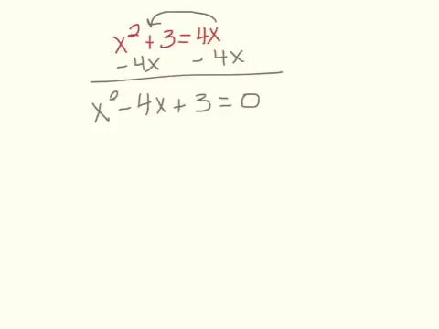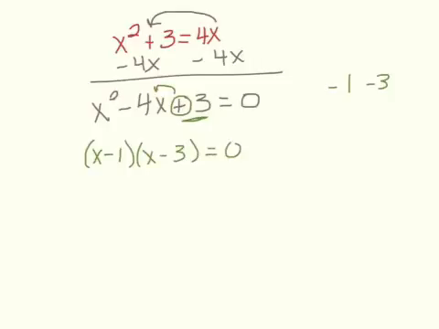When I factor, I'm going to have multiples of this number, so my only multiples are 1 and 3, that add to give me a -4. Is that possible? Well, if I add those together, -1 and -3 add to give me a -4. So my factors are x minus 1 and x minus 3.